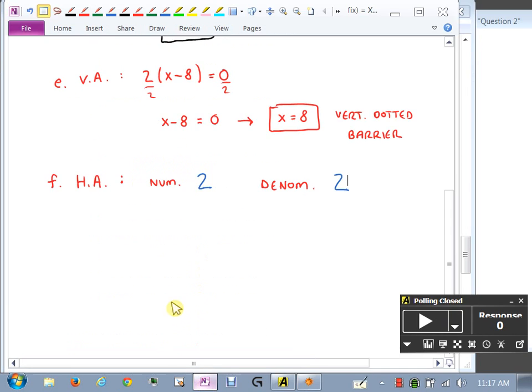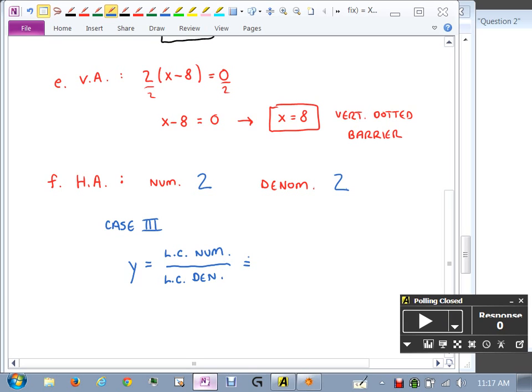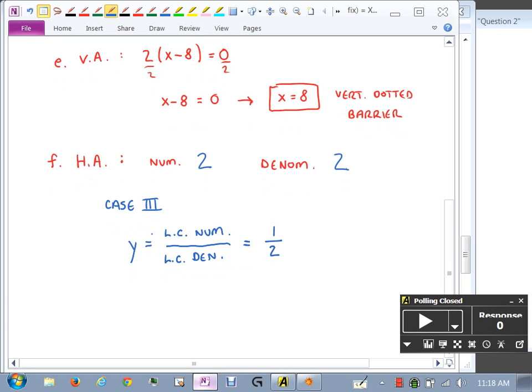Okay, so because of that, since they're equal, I'm in case 3, which means y equals LC num over LC den. Leading coefficient of the numerator over leading coefficient of the denominator. What's the leading coefficient of the numerator? We said 1, over the leading coefficient of the denominator, which we said was 2. So y equals 1/2. I drew it up here on the board last time.